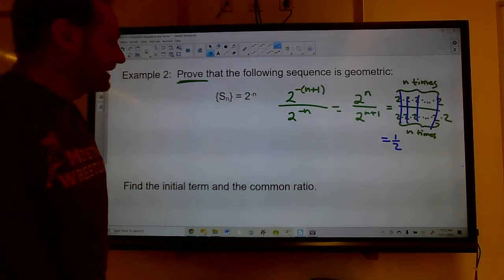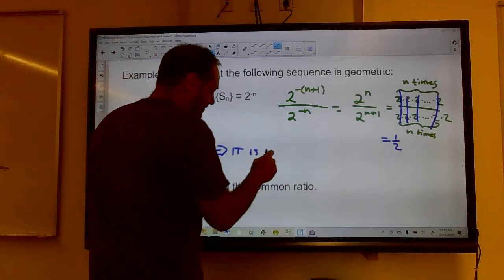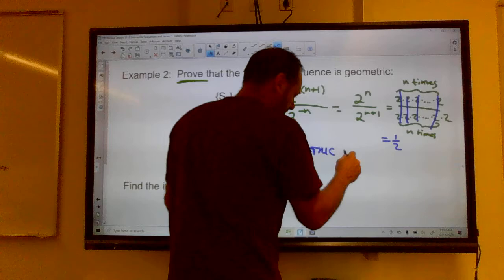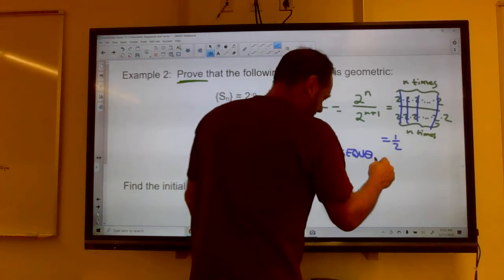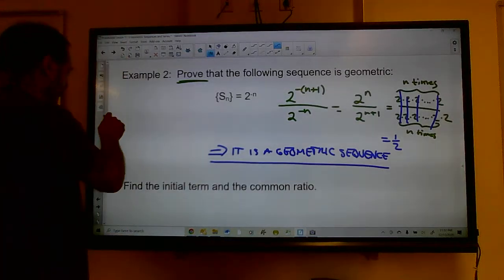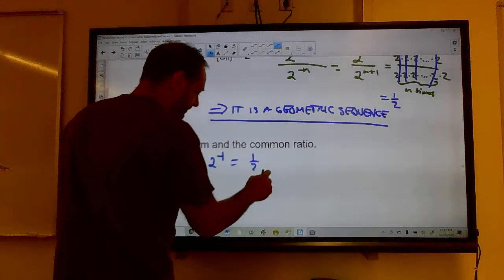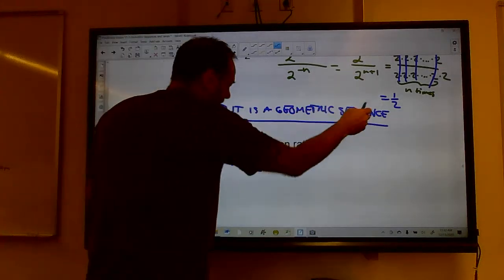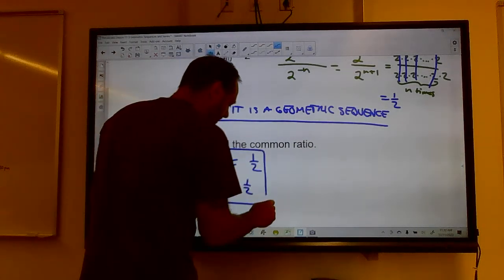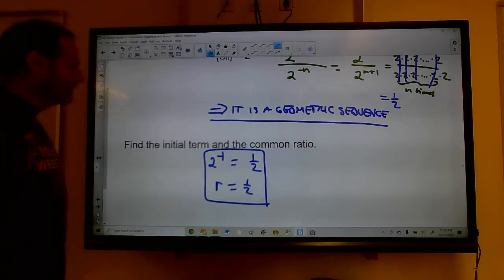So that tells me that that's a common ratio. It proves, that implies it is a geometric sequence. Which I need to write. The initial term then would be 2 to the negative 1, which would be 1/2. And we already figured out the common ratio is right there, so the common ratio is also 1/2. Now, it just came out lucky that those are the same thing. They don't have to be the same number. But they were in this case.